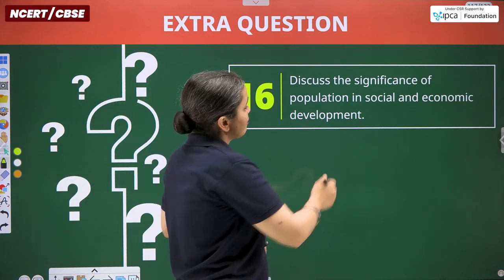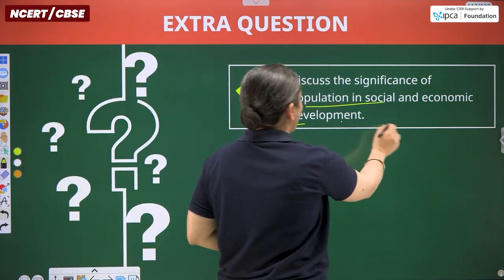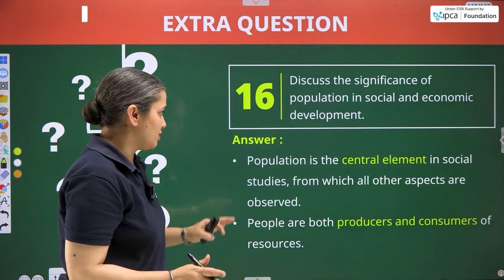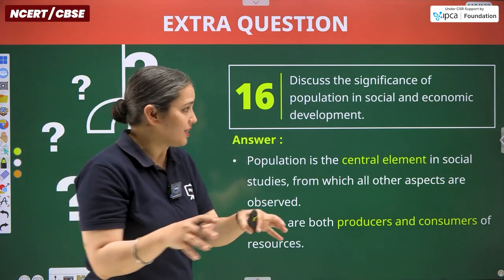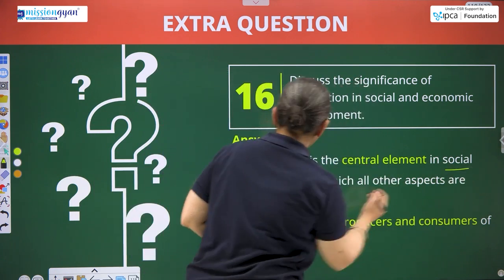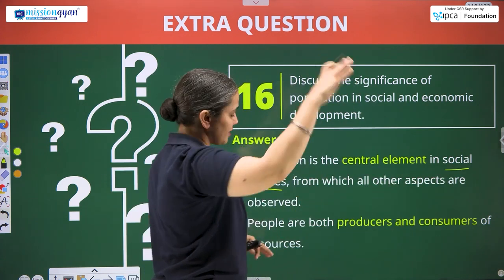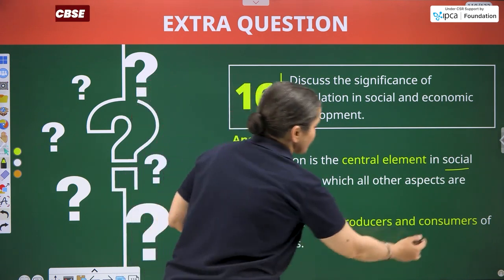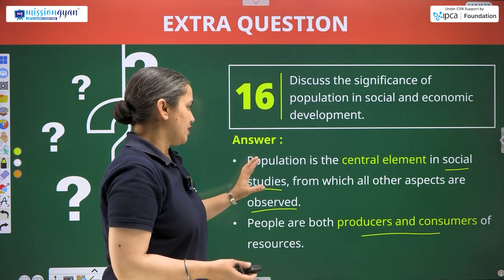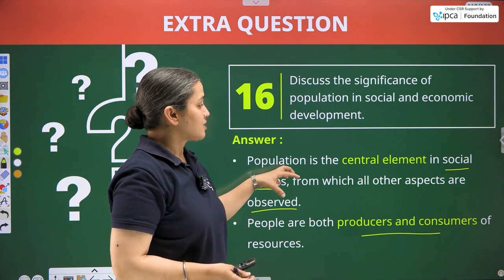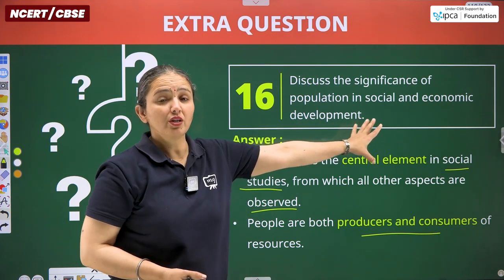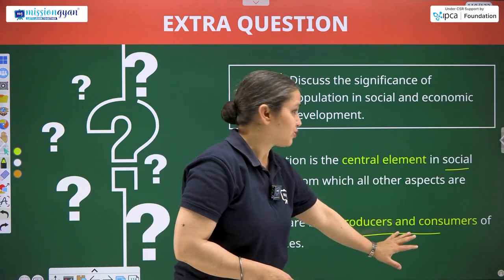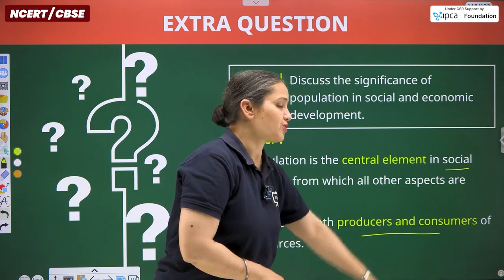Discuss the significance of population in social and economic development. So we have to give the significance of population. Population is the central element in social studies from which all other aspects are observed, and people are both producers and consumers. In the social studies discussion, we are talking about social involvement, and when talking about economic development, we are talking about humans playing the role of producers and consumers.